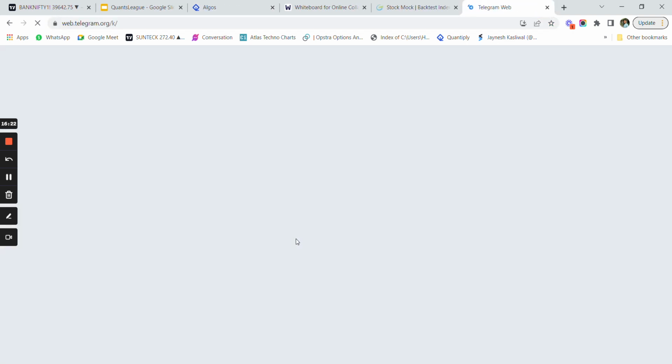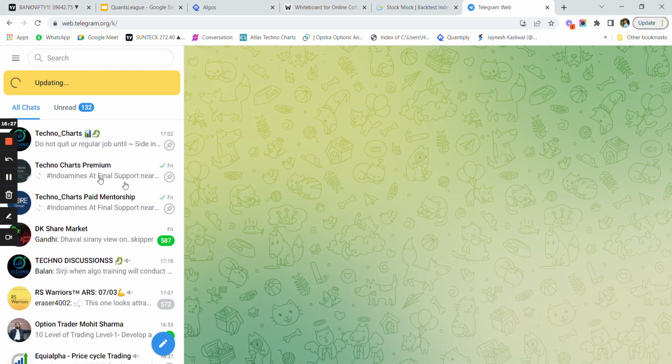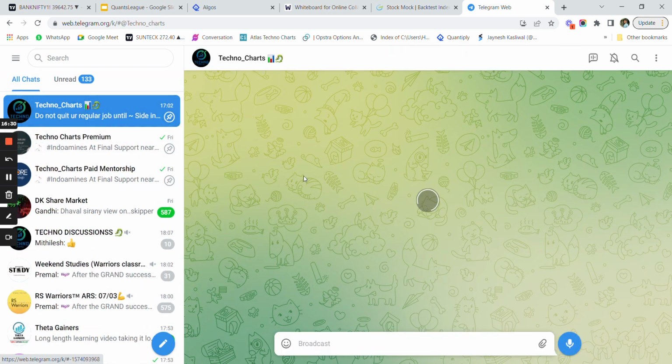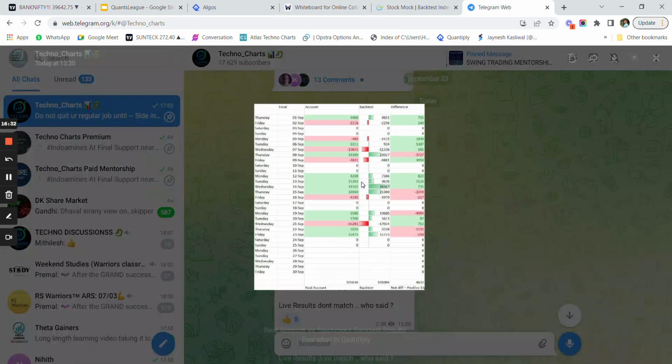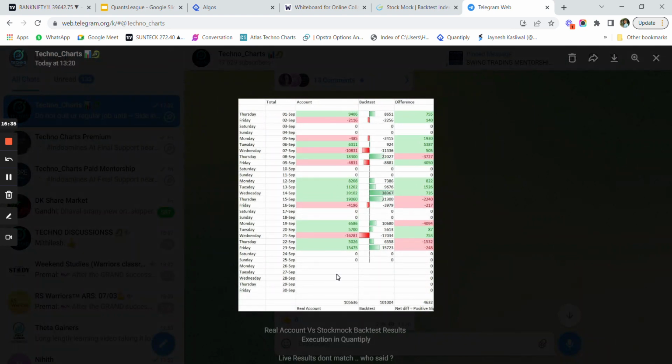So let's see the PNL of my September month till now. The PNL for September month till now has been really great, and the real results will match your backtested results. As you know, we have already added 0.5% slippage in Stockmock. I would say 90% of your results would be matching with the backtesting, right? So my real profit is around 1,05,000, but the backtesting result is 1,01,000. So I am in a net positive slippage of 4,000 rupees. So my strategies are performing better than the backtest here.